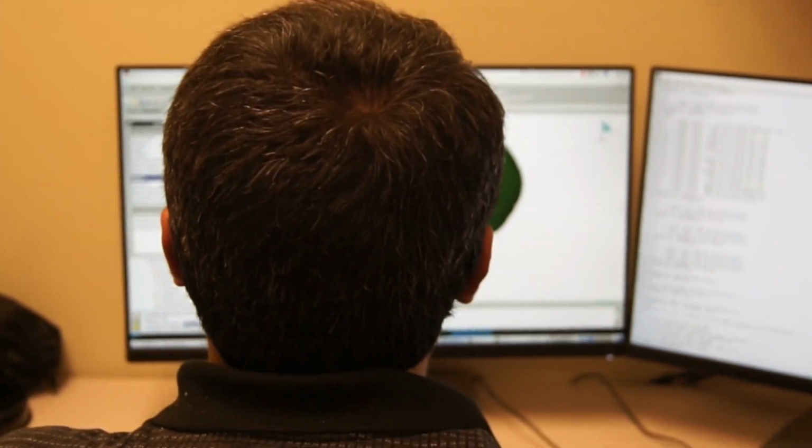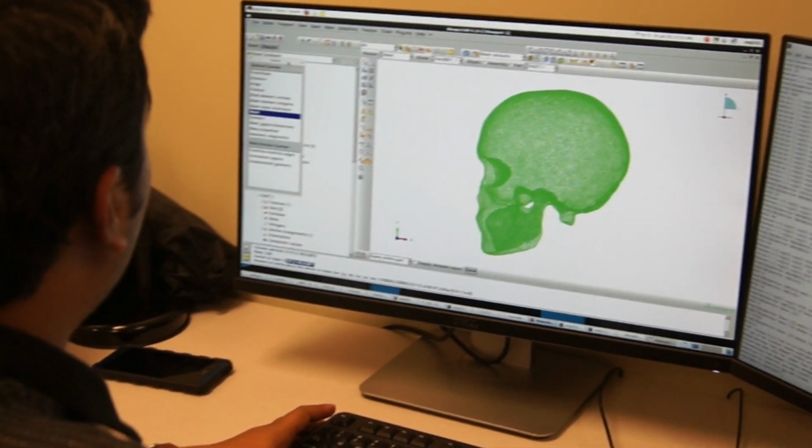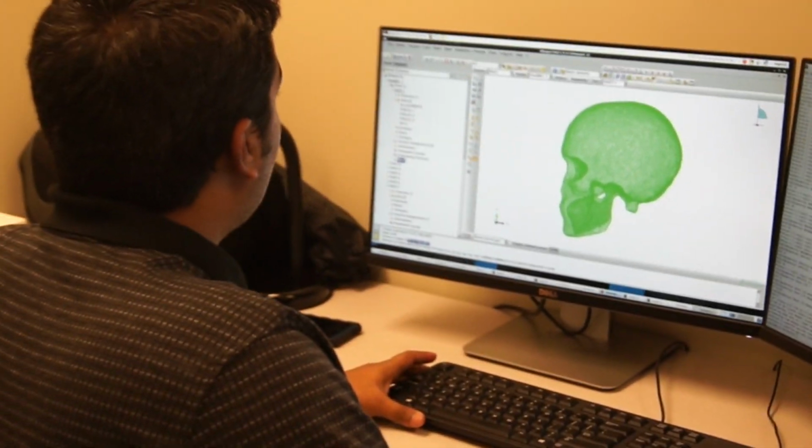There are a lot of people working in this area of research, but most of them are looking at the chemical aspect instead of the mechanical aspect of the injury. Here in our lab, as engineers with mechanical background, we try to look at the mechanical aspect of the injury.